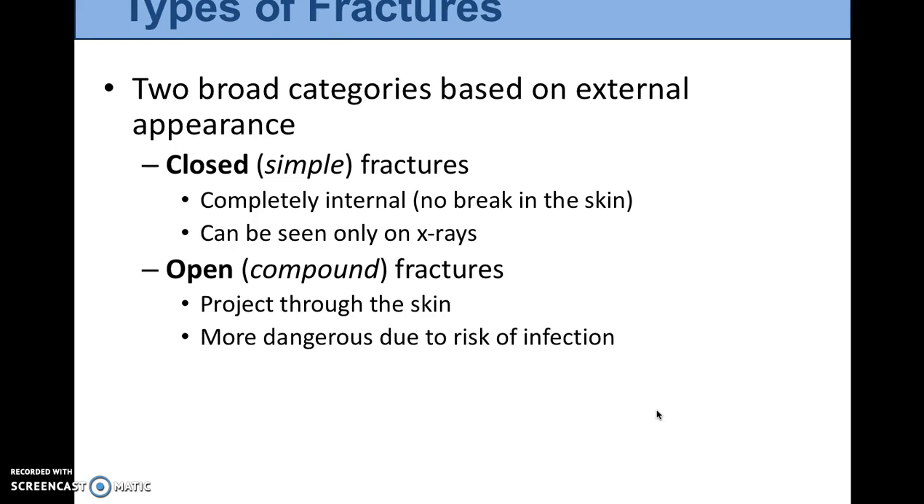There are two major categories. Closed fractures are what we typically think of: the bone gets broken, we don't really see it, but you use an x-ray and you can determine it. Then there are open or compound fractures, where the bone is not only broken, but it actually breaks the skin's surface. So it's exposed, with the bone sticking out from the skin.